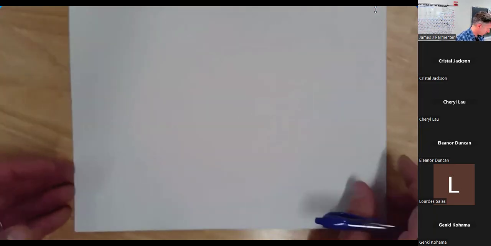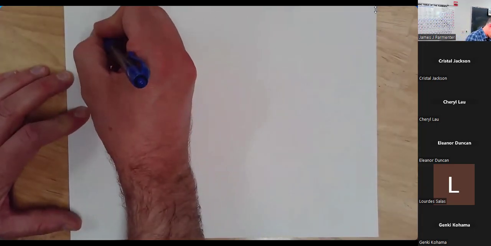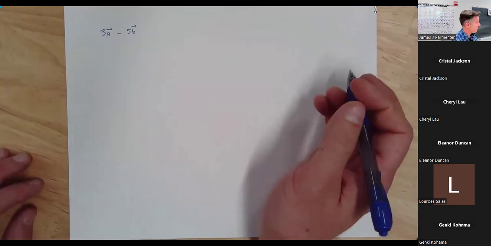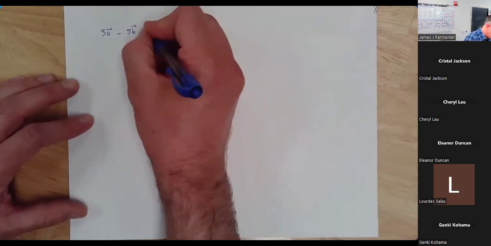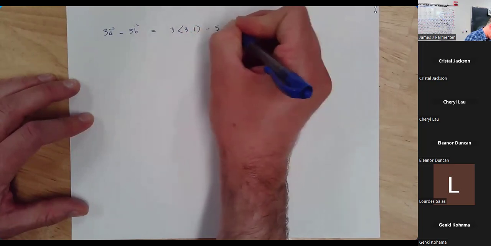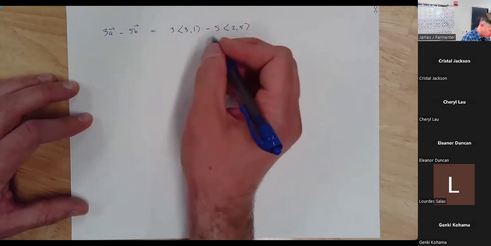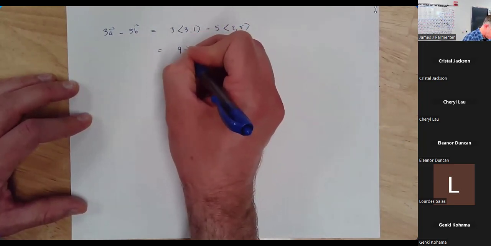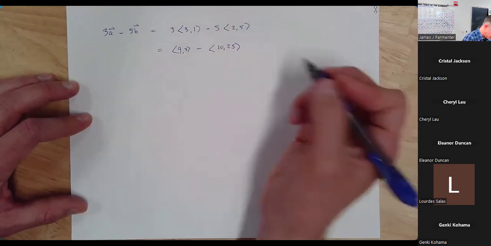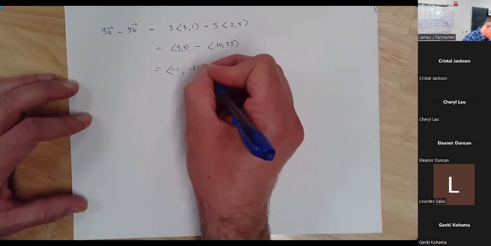Okay, so one more thing, because it's almost out of time here. If I want to calculate 3 times A minus 5 times B, the math is straightforward. It's going to be 3 times the A vector, which was 3, 1, minus 5 times the B vector, which is 2, 5. So then distribute, we get 9, 3 minus 10, 25, and then we subtract. 9 minus 10 is negative 1. 3 minus 25 is negative 22.